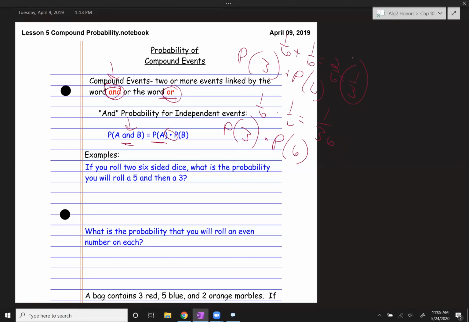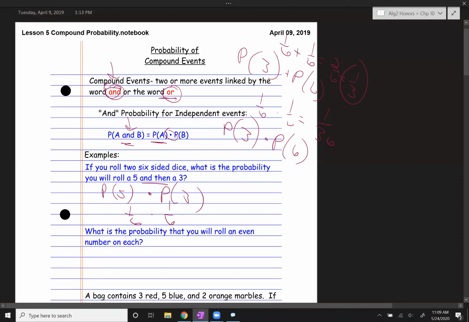All right. You roll 2 six-sided dice. You roll a 5. So probability of getting a 5, that's 1/6. And then probability of getting a 3, that's 1/6. So if I could multiply, that'd be good. 1/36.